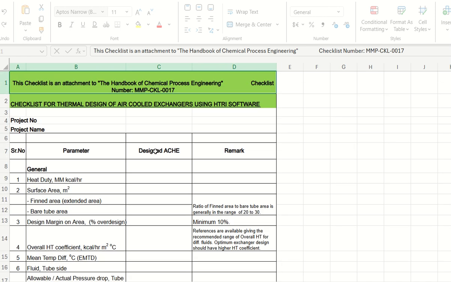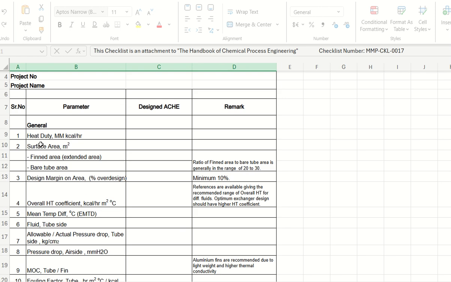Okay, so basically the parameters are general, design, air coolers and remarks. So you have to check duty, surface area, finned area, extended area, bare tube area, and design margin on the area, like a minimum 10% area margin you have to give. The ratio of the finned area to the bare tube area is generally in the range of 20 to 30. So you can see that this is the surface area, bare and finned ones.